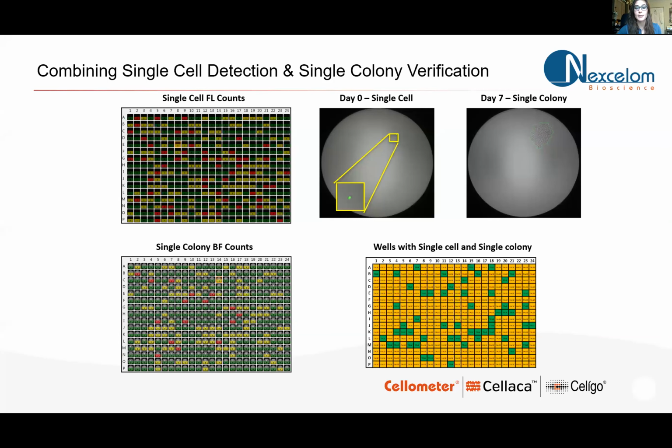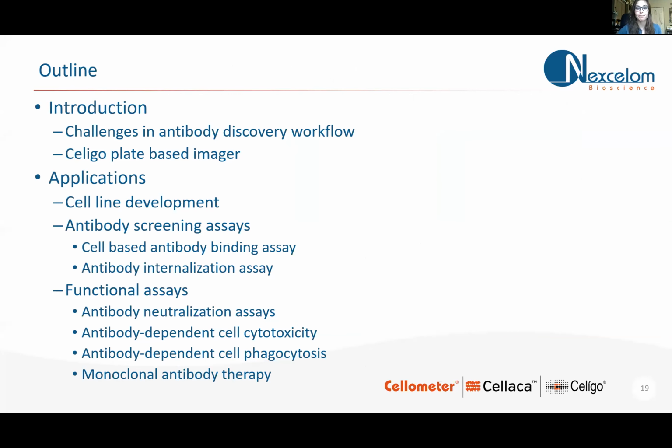So a lot of times, even though you may have something like 85% occupancy after a sort, most of those wells may not in fact proliferate due to trauma to the cells or other parameters in there. So this enables you to multiplex your single cell detection with your single colony verification, so you can identify cells that not only had a single cell at the time of sort, but also proliferated.